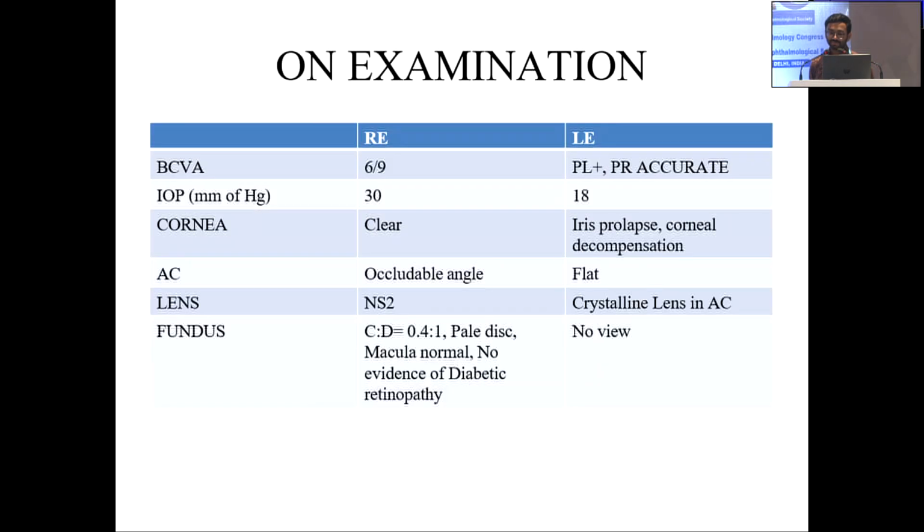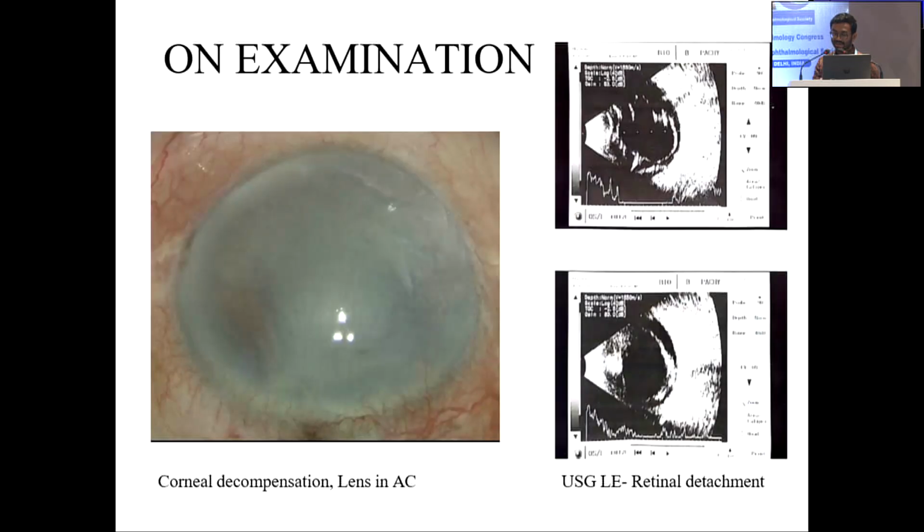His significant findings were in the left eye: a BCVA of PL positive, PR accurate. He had corneal decompensation with iris prolapse and a flat anterior chamber. And what was surprising was that there was a crystalline lens in the anterior chamber, as can be seen in this image, along with corneal decompensation. A USG of his left eye showed retinal detachment.